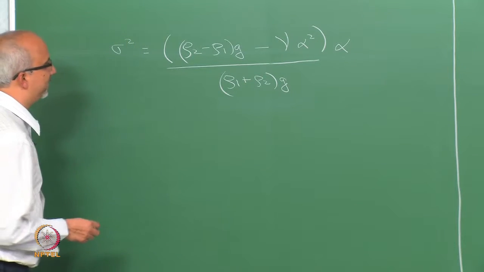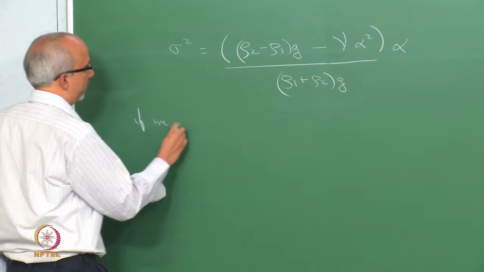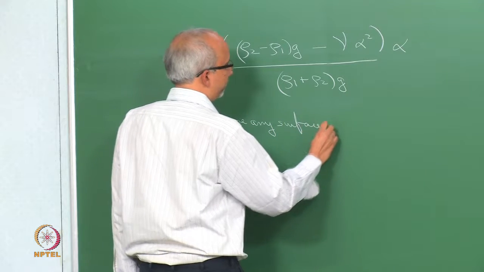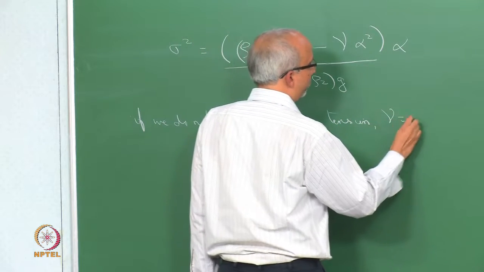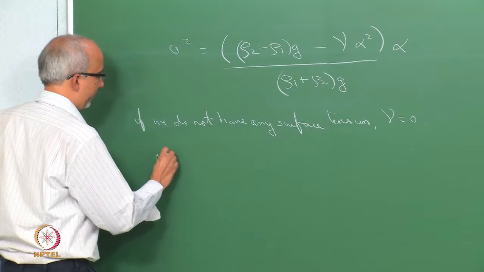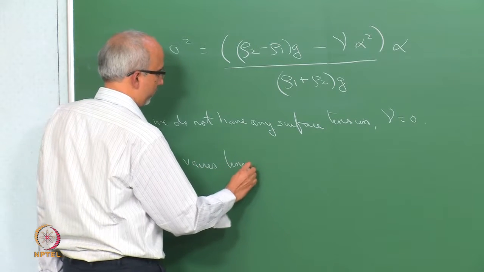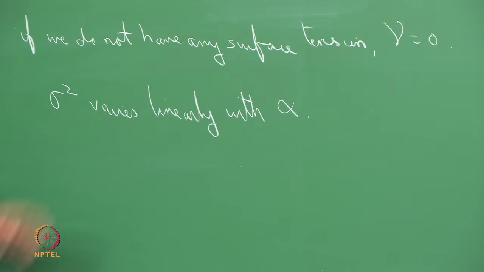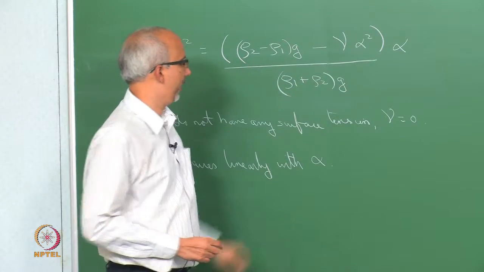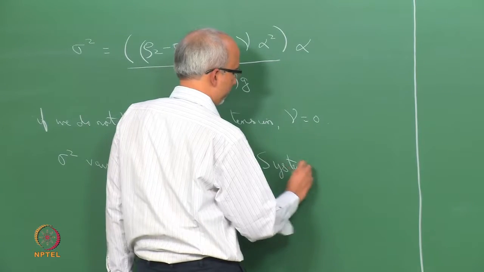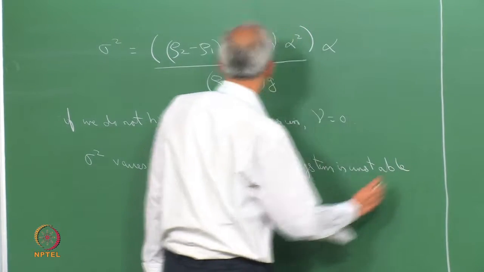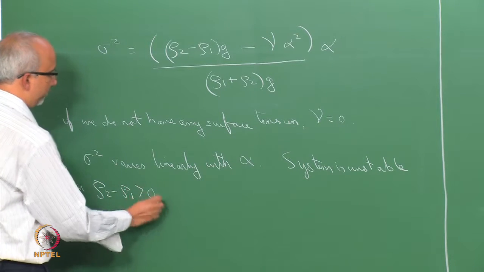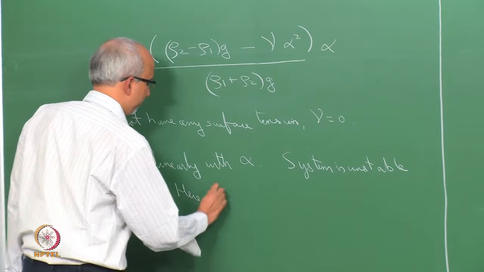And what we were trying to basically summarize is that if we do not have any surface tension, gamma is 0, then sigma squared varies linearly with alpha, okay? That is what we see, because this goes off, gamma is 0 and this is a constant, and then the system is unstable for rho 2 minus rho 1 being greater than 0, because here sigma squared is positive always.